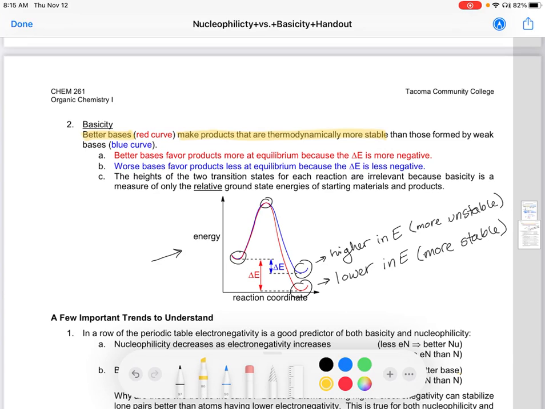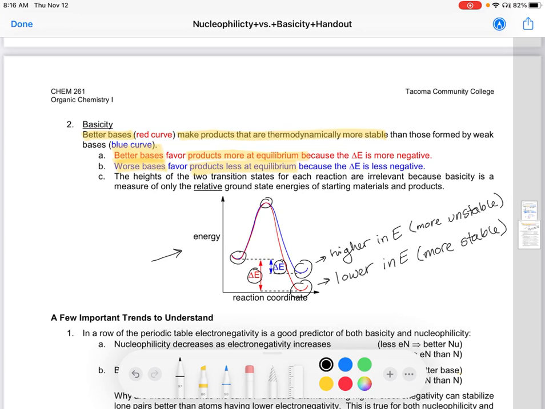Okay, so better bases favor products more at equilibrium, or more stable. And that is due to the fact that the change in energy between the reactants and products is larger or more negative. Now, worse bases favor products less at equilibrium, or less stable, because that change in energy is actually smaller or less negative. So again, when we're considering bases, we're really thinking about the stability of our products or how stable is our equilibrium state. So better bases favor more stable products or products that are more at equilibrium, whereas worse bases favor products that are higher in energy or less at equilibrium.